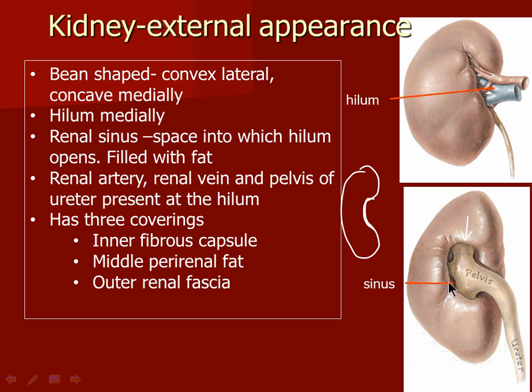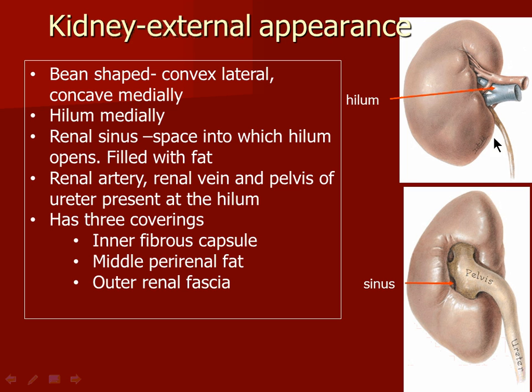So this space is called the renal sinus, and into this renal sinus is where all these structures of the hilum open. So that's what the renal sinus is. It's usually filled with fat, and the hilum opens into the renal sinus. And three main structures are present at the hilum. And this was true even if you remember, in the respiratory system, when we did the lung, you had a vein, an artery, the pulmonary vein, pulmonary artery, and you had a bronchus, right?